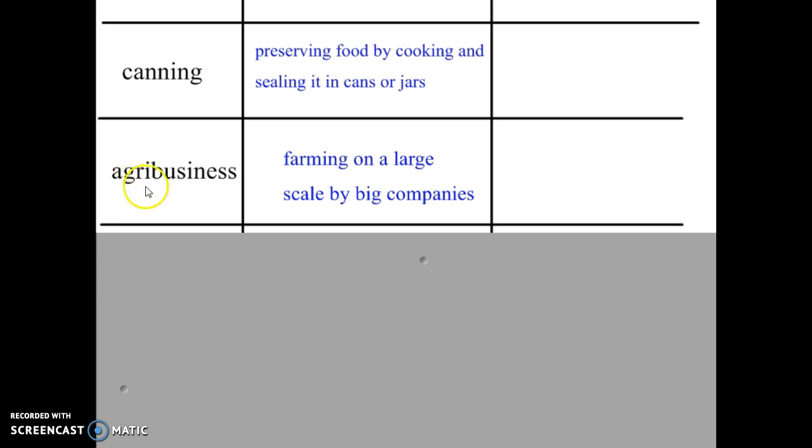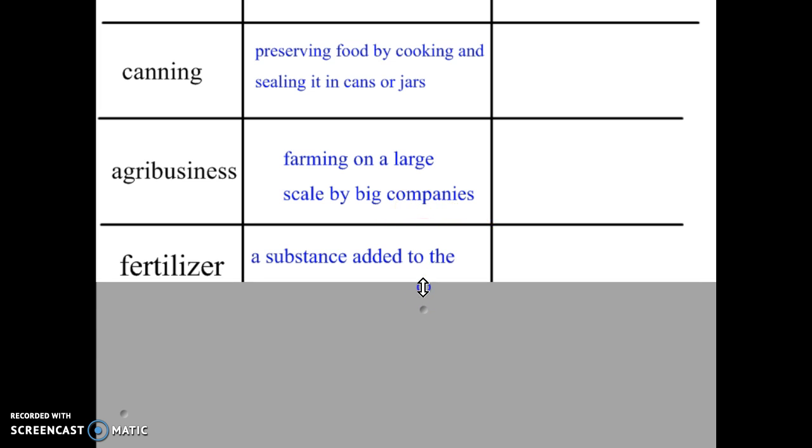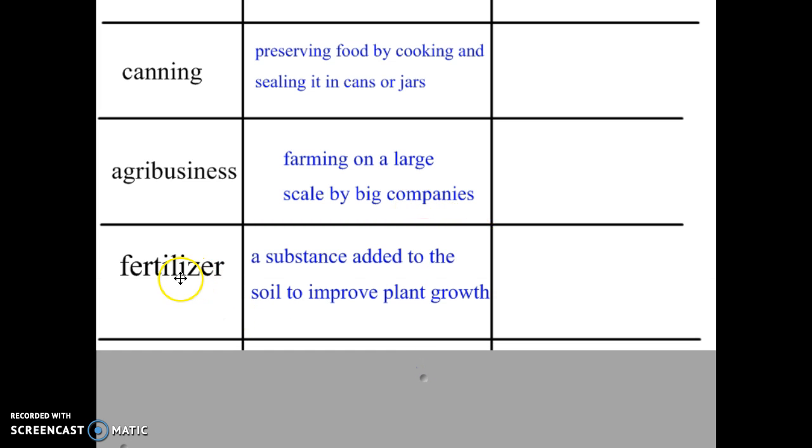Agribusiness. So you see that first part, right, that root for agriculture. So agribusiness is farming on a large scale by a big company. So think of not just one family growing a little bit of a farm, but a business like a cereal company that owns hundreds of thousands of millions of acres to grow all the corn that they need. Oh, this was the hint I gave you before.